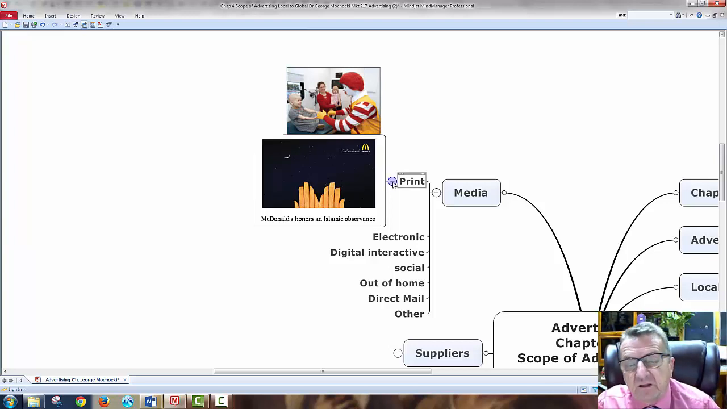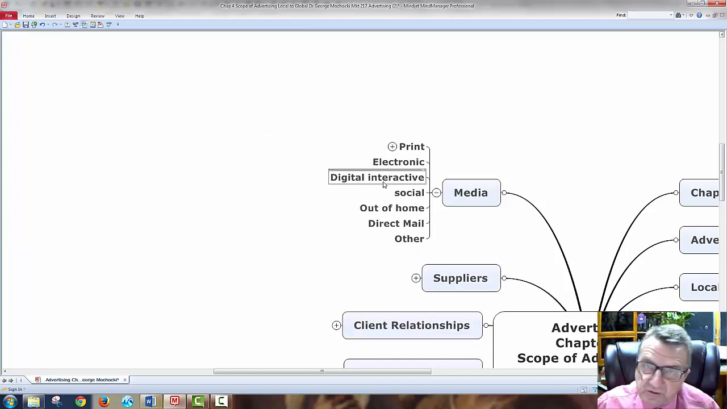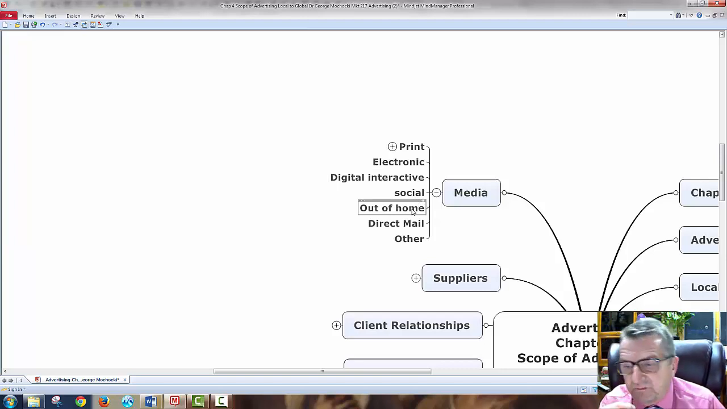Okay? And then you have the electronic, you have the digital interactive that we're talking about, you have the social. Out of home means, when they talk about out of home, I'm looking at billboards, train stations, bus stops, signs. People put signs on telephone poles. And here's the whole thing when you're looking at everything out of home.